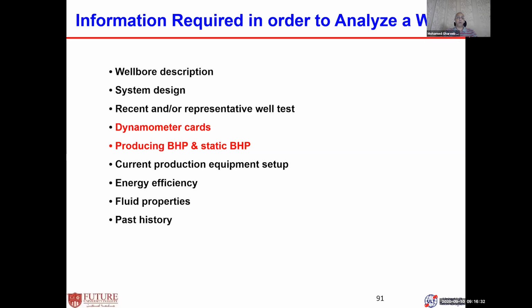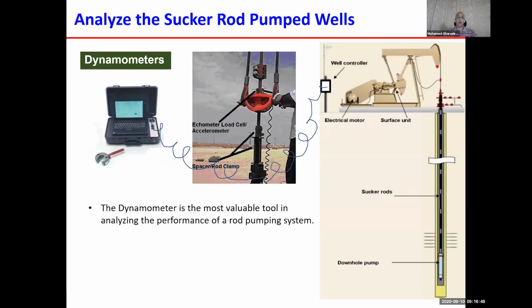Fluid properties with the time change and past history. What's the past history for that system, and so on. All this data you must have as a minimum in front of you. But if you have more data than this, it will be excellent and good to have it for analyzing your well, and so on. What is a dynamometer?